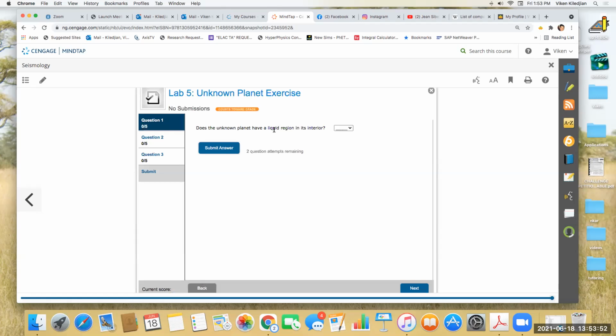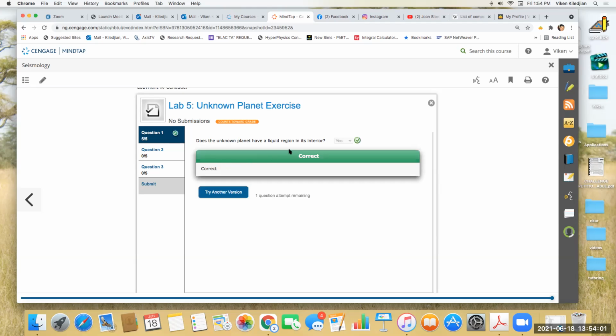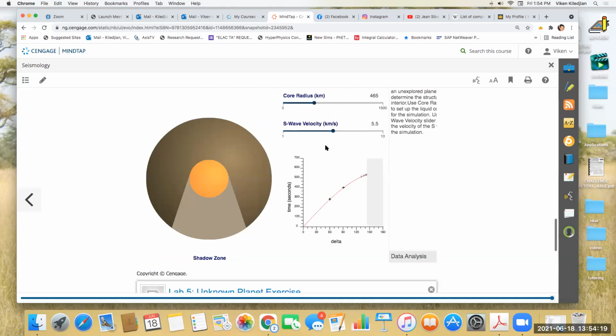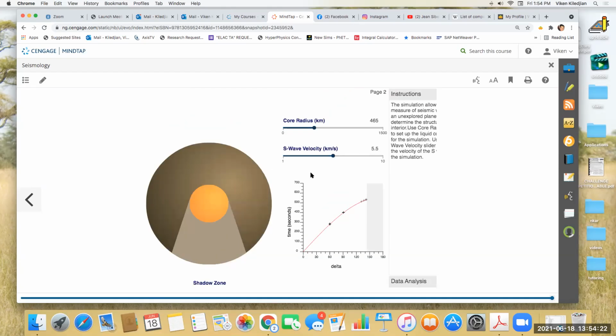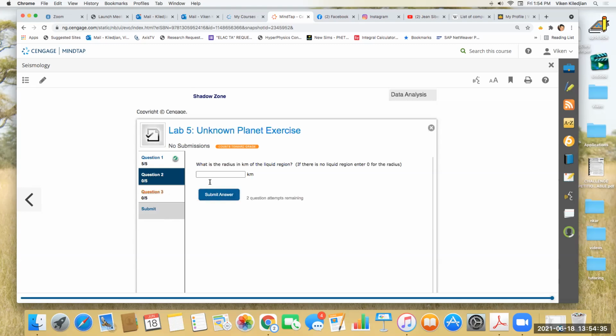So does the unknown planet have a liquid region in its interior? You can say yes. Correct. Okay, now this one, you again take a picture of each one. This one is just a yes or no, so nothing else to show for that. What is the radius in kilometers of the liquid region? That's where this picture would come in. You would show this picture showing the S wave velocity and showing the liquid core, and then actually showing the size of the liquid core. Really nice setup here. And then submit your answer.